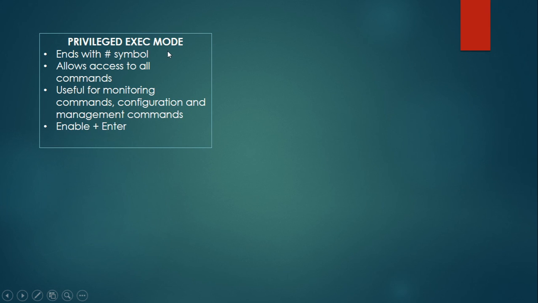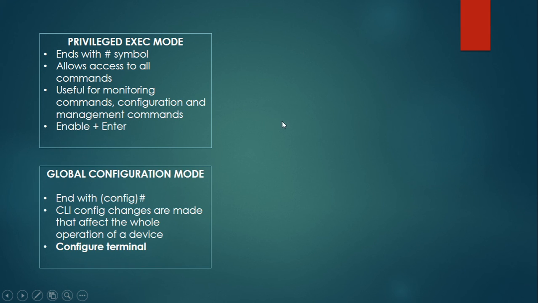Next we have privilege exec mode. It ends with this hashtag symbol, allows access to all commands, and is useful for monitoring commands, configurations, and management commands. Enter it with enable plus enter. Global configuration mode ends with config hashtag. In the CLI, config changes are made that affect the whole operation of a device, using configure terminal.